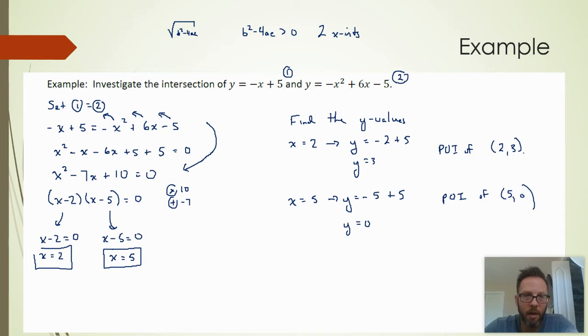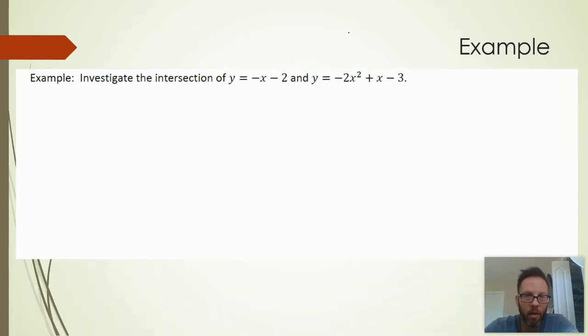Let's try another one. So let's investigate the intersection. I'm basically saying, if there's an intersection, find it. If there's no intersection, kind of prove it. So our way to do that is to set the equations equal. That results in an equation with no y's, which is great.